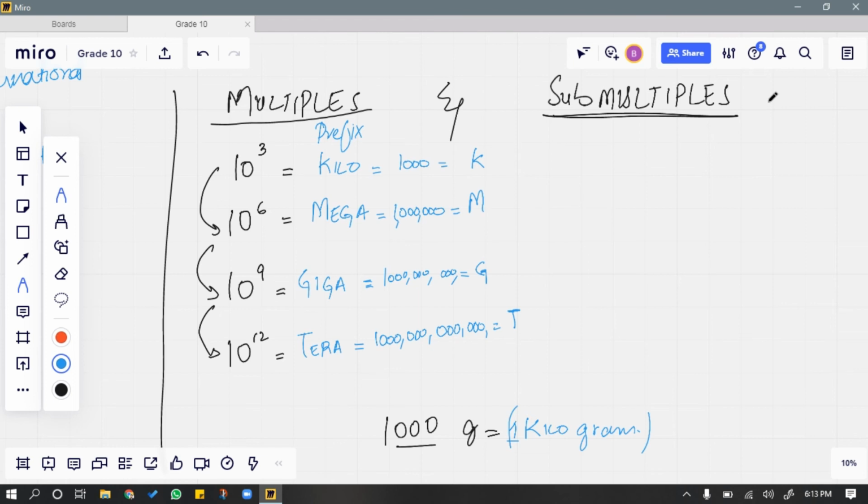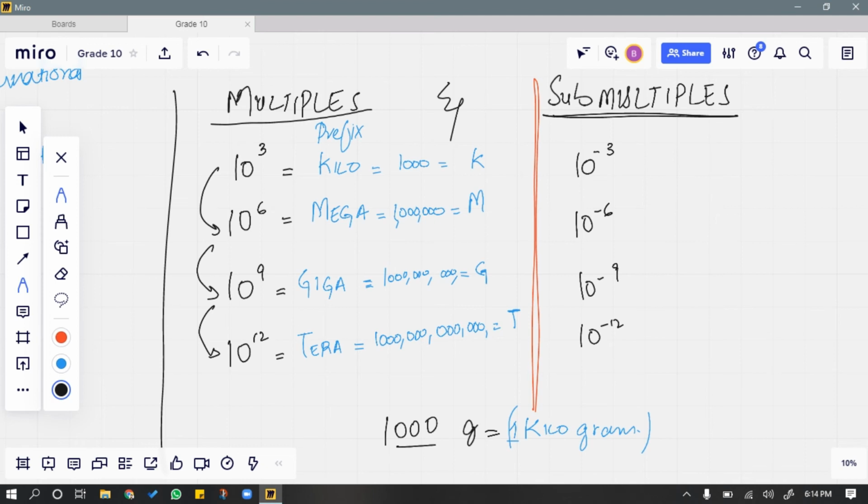These are some of the examples of multiples. Multiples means whenever you're going towards a huge quantity. Now there would be another example for submultiples. Submultiples are those quantities which we describe whenever we are going towards a smaller one. So 10 raised to the power minus 3, 10 raised to the power minus 6, minus 9, minus 12. I'm elaborating some of the examples for submultiples as well.